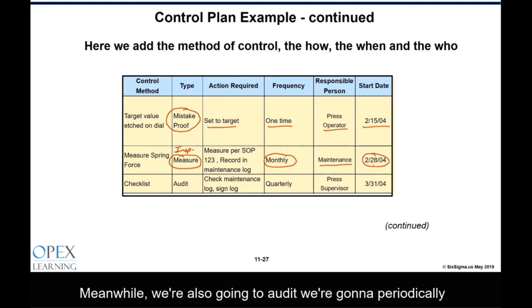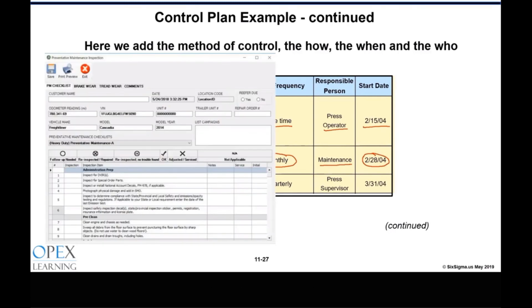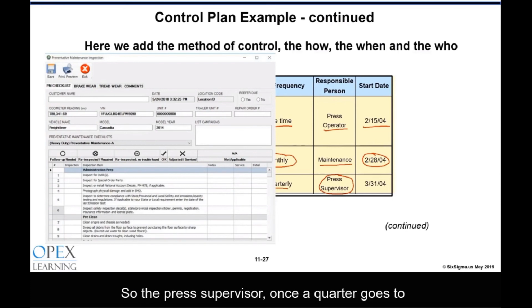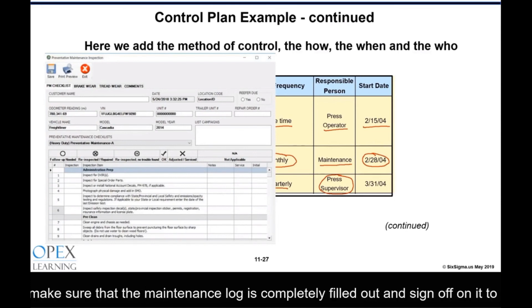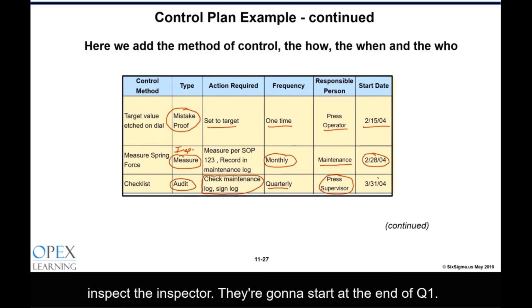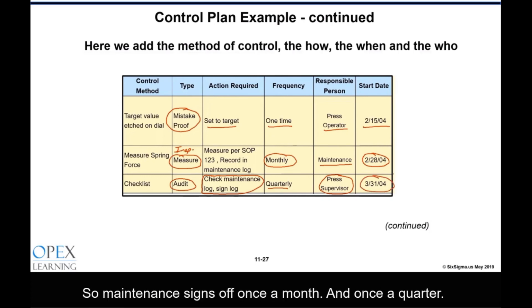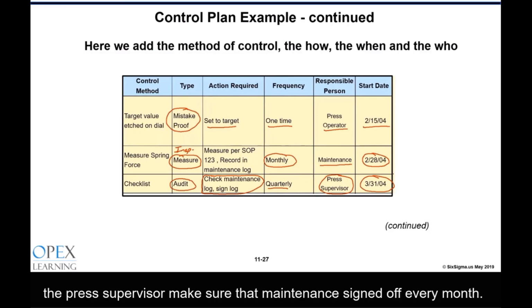Meanwhile, we're also going to audit. We're going to periodically check to make sure that these inspections are being done. So we have a checklist, which is an audit form. So the press supervisor, once a quarter, goes to make sure that the maintenance log is completely filled out and signs off on it, to inspect the inspector. And they're going to start at the end of Q1. So maintenance signs off once a month, and once a quarter, the press supervisor makes sure that maintenance signed off every month.